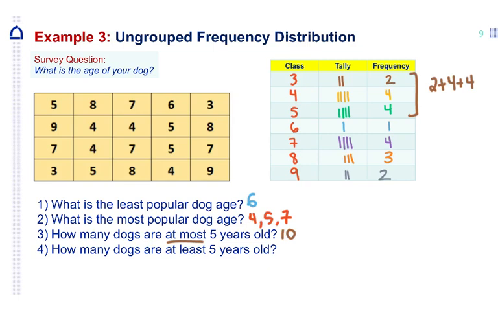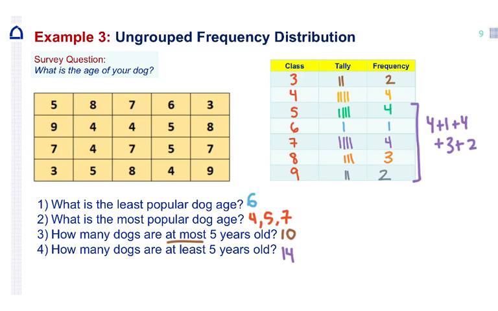How many dogs were at least 5 years old? Again, this is an English exercise. At least 5 years old means 5 years old or more. So again, we can include age 5. It could have been 5 years old or more than 5 years old. So that would be 4 dogs plus 1 dog plus 4 dogs plus 3 dogs plus 2 dogs. So that is 14 dogs.